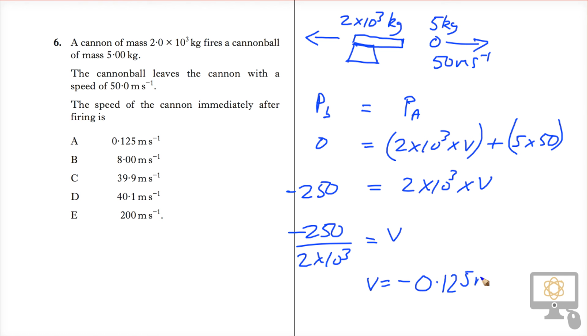And therefore the speed of the cannon is minus 0.125 meters per second. Now the question does ask for speed, and this is actually a velocity giving us the direction, which is to the left, so we can ignore the negative sign and just think about the magnitude of the velocity, i.e. the speed, which is 0.125, and so therefore our answer is A.